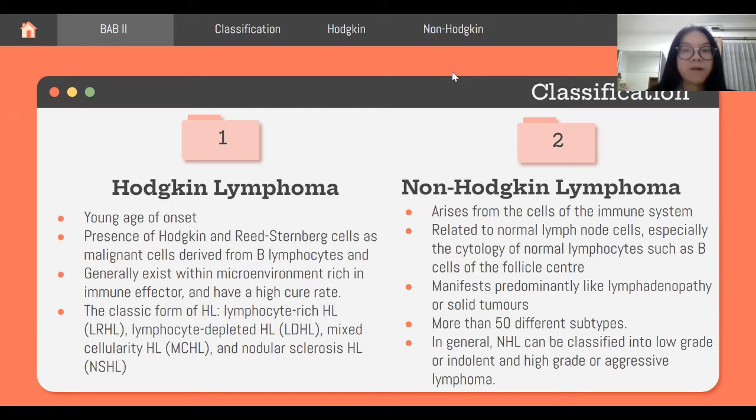The classic form of Hodgkin lymphoma has 4 subtypes: lymphocyte-rich Hodgkin lymphoma, lymphocyte-depleted Hodgkin lymphoma, mixed cellularity Hodgkin lymphoma, and nodular sclerosis Hodgkin lymphoma.